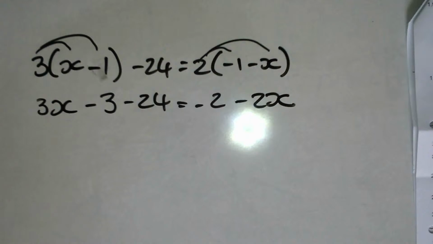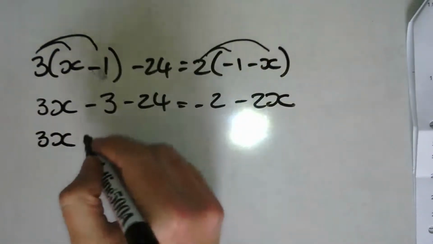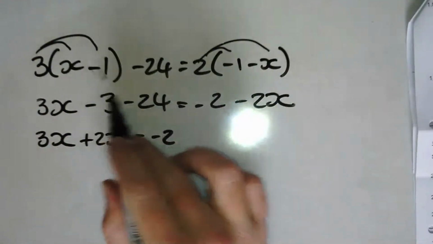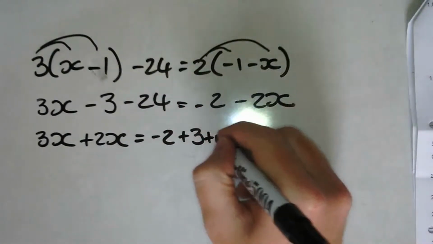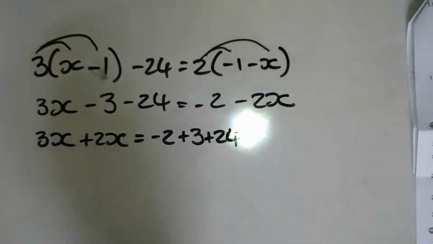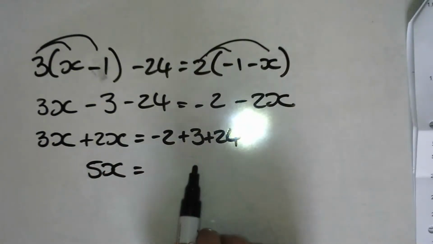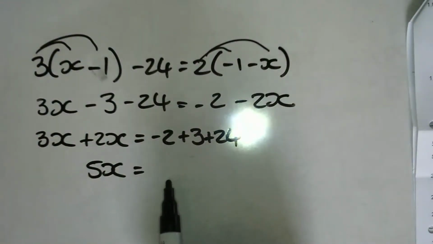Now you've got a basic equation that you just need to go and put all the like terms together and carry on with the simplification. So I'm going to leave 3x over here. I'm going to bring the 2x over, which becomes positive 2x. Okay, equals, so negative 2. Take the 3 over, it becomes positive 3. And then take the 24 over, which makes it positive 24 in this case. So 3 plus 2 gives me 5x. 3 plus 24 gives me 27. 27 minus 2 gives me 25.